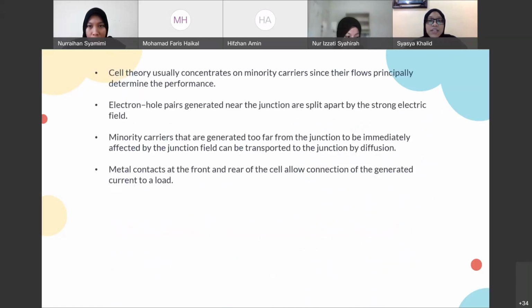Cell theory usually concentrates on minority carriers, electrons in P-type material and holes in N-type, since their flows principally determine the performance. Electron-hole pairs generated near the junction are split apart by the strong electric field. Minority carriers that are generated too far from the junction to be immediately affected by the junction field can be transported to the junction by diffusion, due to the minority carrier population being reduced near the junction by the field action there. Metal contacts at the front and rear of the cell allow connection of the current to a load.